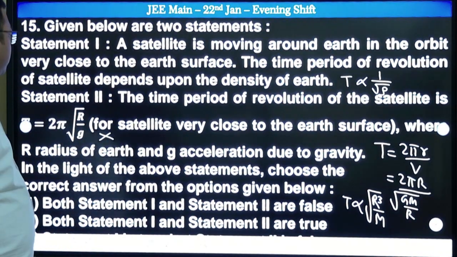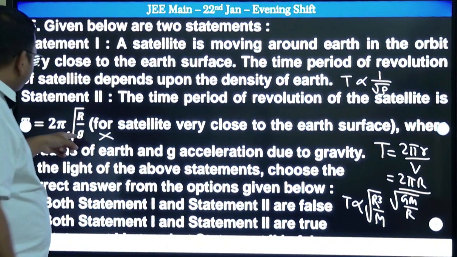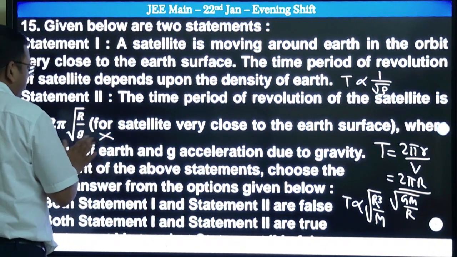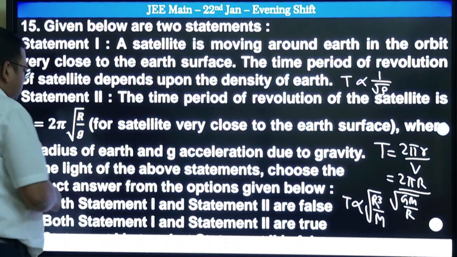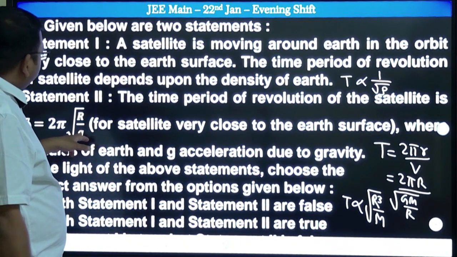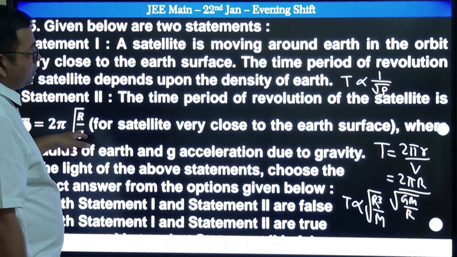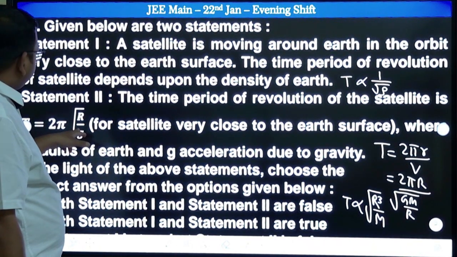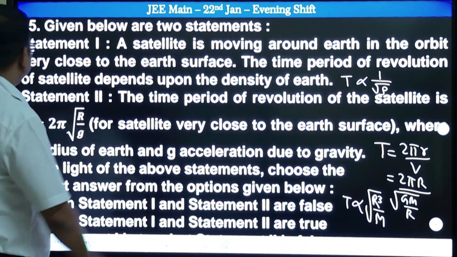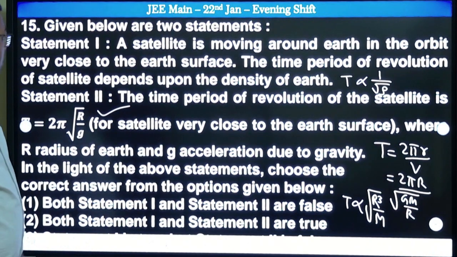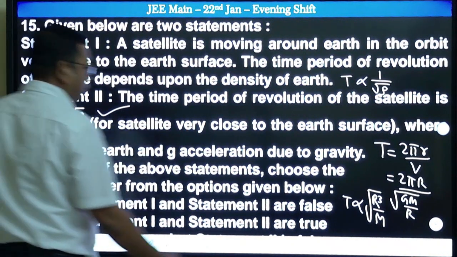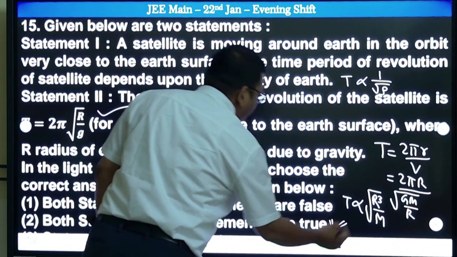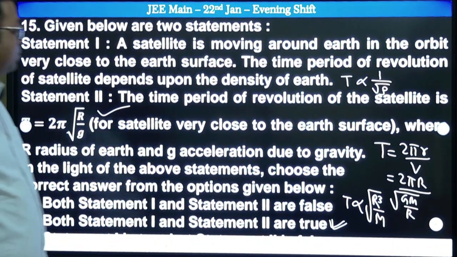Okay, R is radius. Now see, in terms of g they are writing. Let us check this in g form. g is GM by R square, and this is also correct. GM by R square, R cube, this is also correct, where R is radius. So both statements are true. You can go for this. Okay, fine. Let us move to the next question.